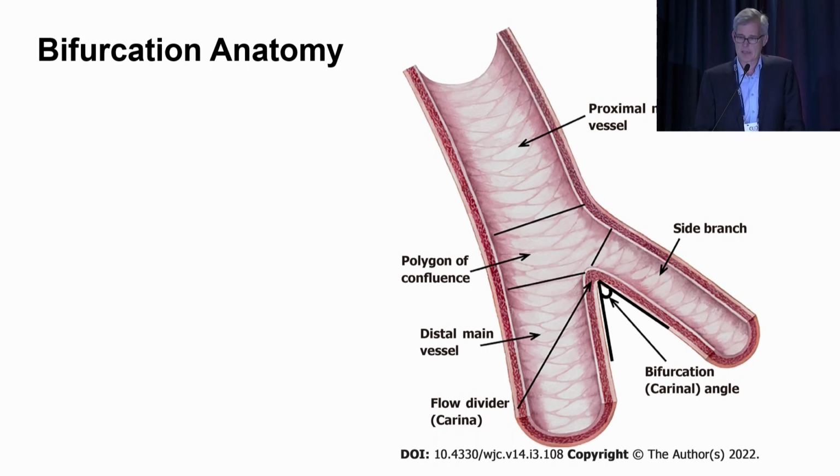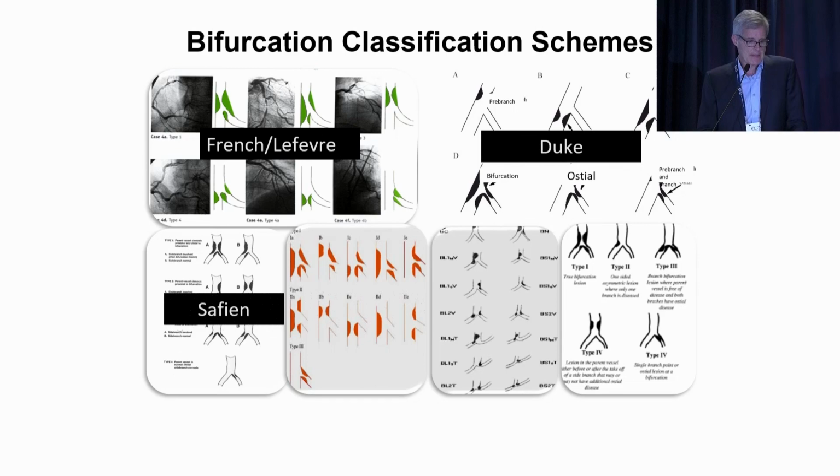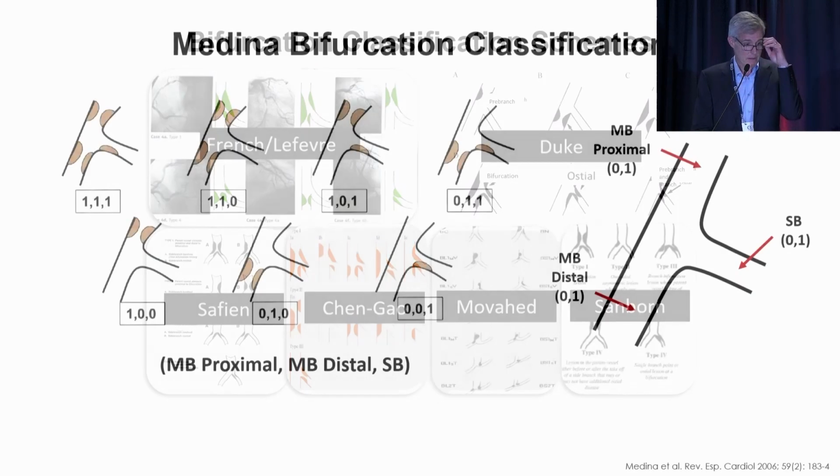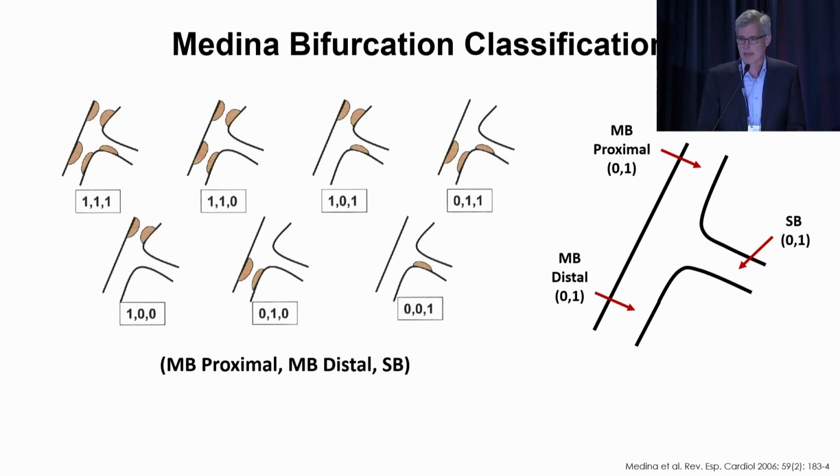This sort of just sets a little bit of the nomenclature. There's lots of classification schemes. I tend to be a simple first person, so I sort of favor the Medina classification. That's what I hear most experts in the field continue to use. This is classified based on whether there's proximal main branch disease, distal main branch disease, or side branch disease.